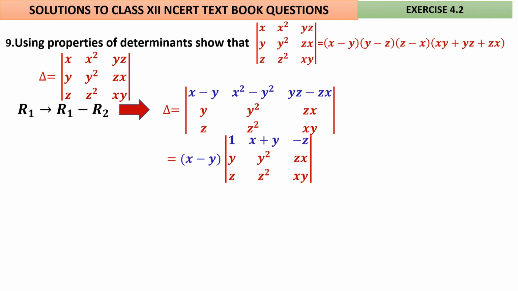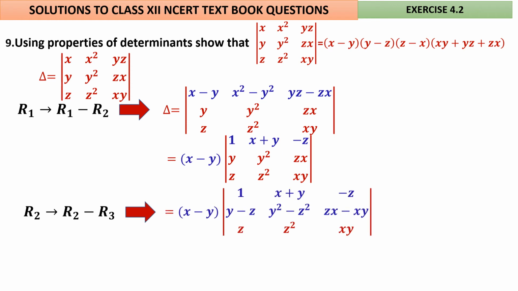Okay, now what is the next one you need? y minus z I want outside. Therefore, R2 should be written as R2 minus R3. Therefore, y minus z, y square minus z square, zx minus xy. Don't worry, automatically it will happen because I told you earlier, the expression given inside is a cyclic expression. Therefore, y minus z I am taking out. y square minus z square is y plus z into y minus z. When I take x outside from it, it will be z minus y, but I want y minus z, therefore it is minus x.